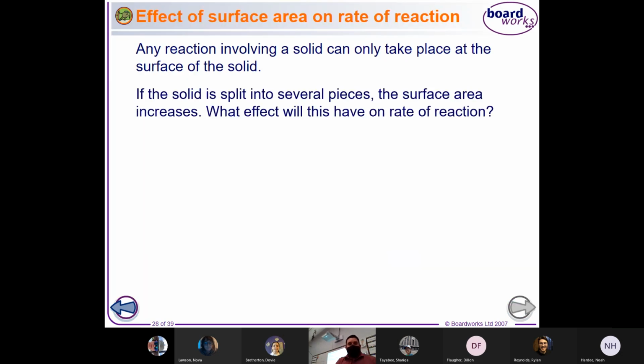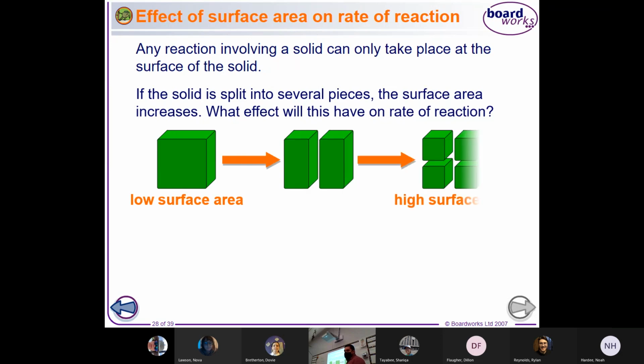All right, surface area. So we have this picture here. If I drop one, they're all the same size, all the same amount. But if I drop 1 block versus 4 blocks into acid or whatever, which one's going to react more? The 1 block or the 4?